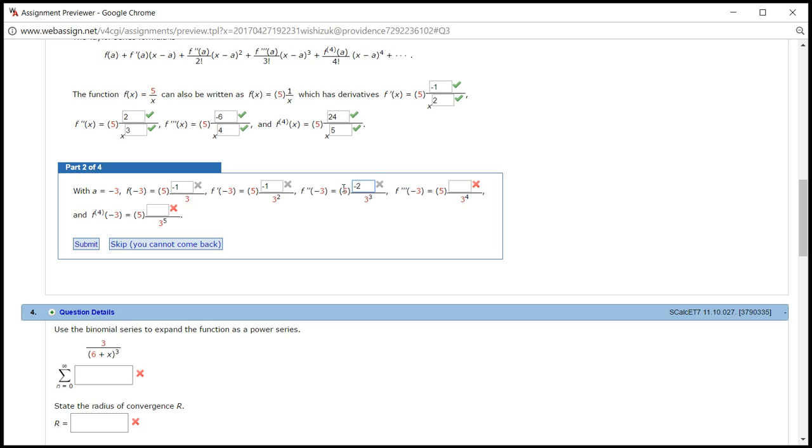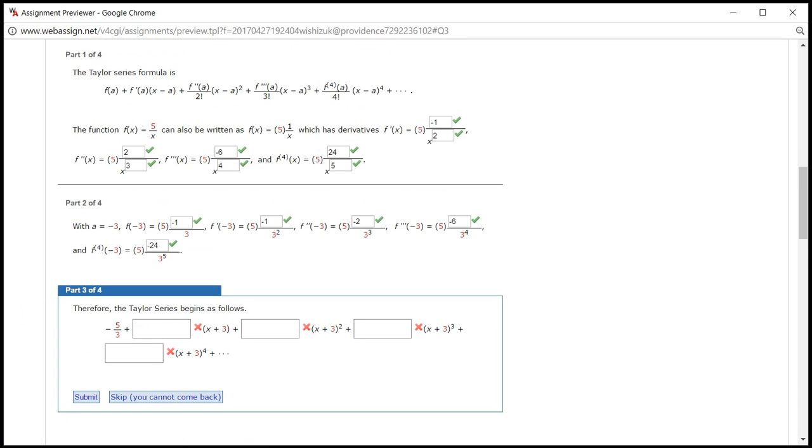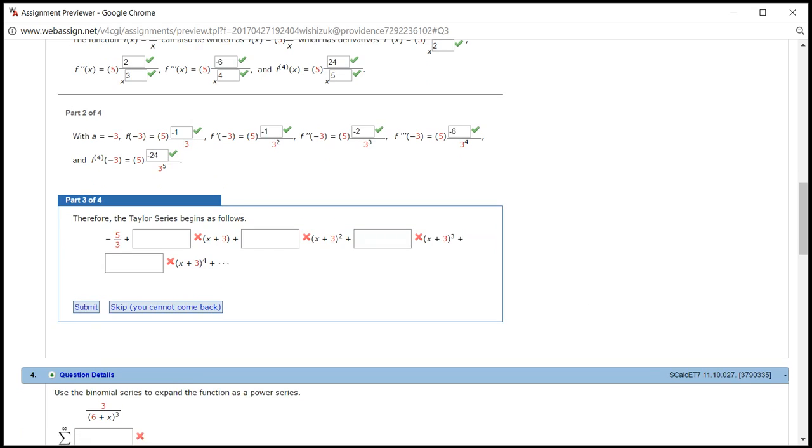All right, and the third derivative, if you plug in -3, 3 to the 4th, so we have -6 originally there. And then the last one, to the 5th power, and 24, so it's going to be -24. All right, so let's submit. All right, looks like we got part 2 correctly as well. All right, let's move on to part 3.